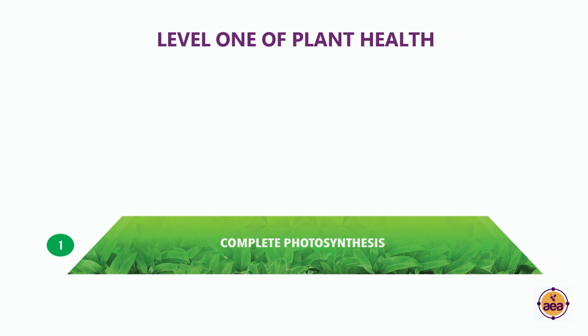So the foundational level of the plant health pyramid is achieving complete photosynthesis. And what I'm describing here is when plants have the proper nutritional balance, they will move from a foundational threshold of 15 to 20% photosynthetic efficiency to a higher threshold, preferably greater than 30%, and optimally upwards of as high as 60% photosynthetic efficiency.